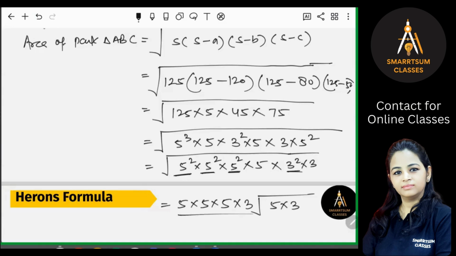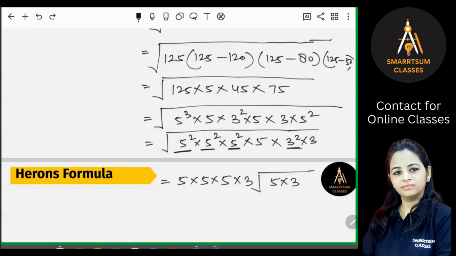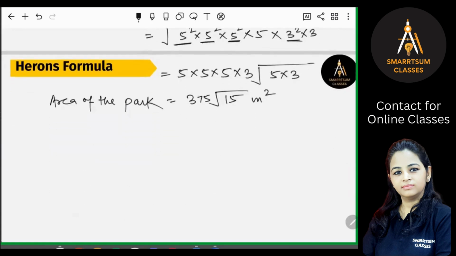Now multiply these 5 into 5 into 5 into 3. What it is? 5 into 5 into 5 is 125, into 3 is 375, square root 15, right? So what you will be getting? 375 square root 15 meter square. So what is this? This is the area of the park, right? So we have got the area of the park in this way, right?